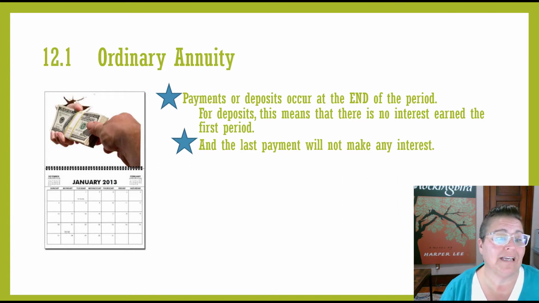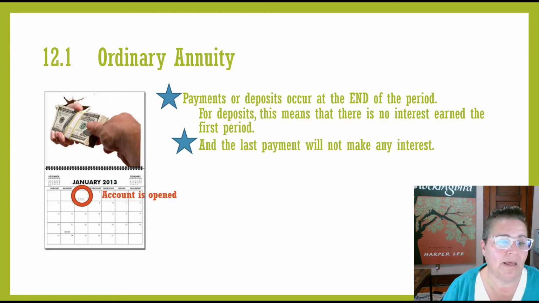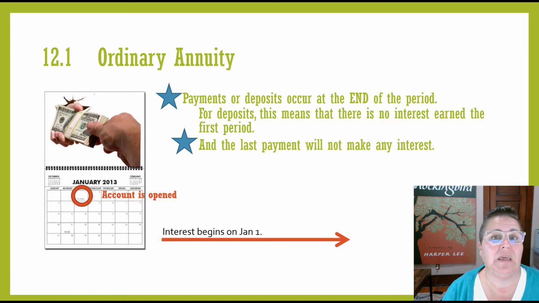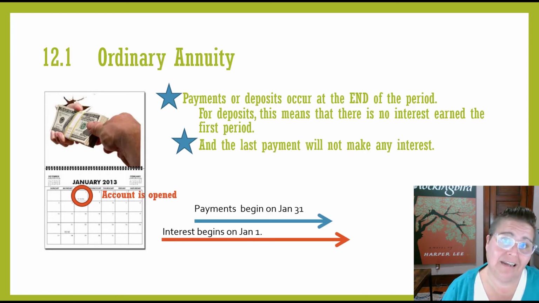For example, there is a calendar here. Yes, it's January 2013, but that's just what the image gave me. All right, so the idea here is that you open that annuity at the very beginning. So you open that annuity at the beginning of the month. Maybe it's not the beginning of the month. Maybe you open it on the 4th, but still it's opened at some point. So technically, as soon as that annuity is opened, your interest begins. But since you don't pay into the annuity until January 31st, you make no money that first month.